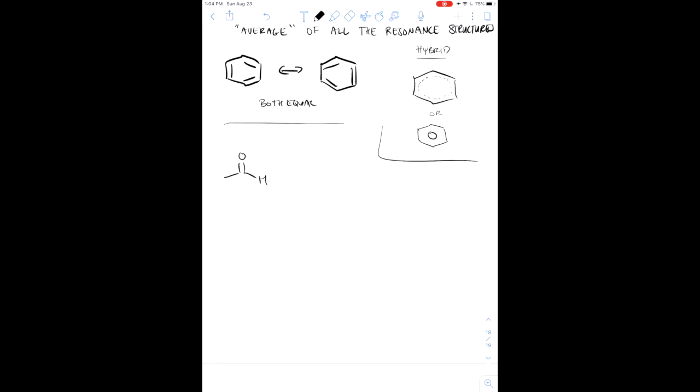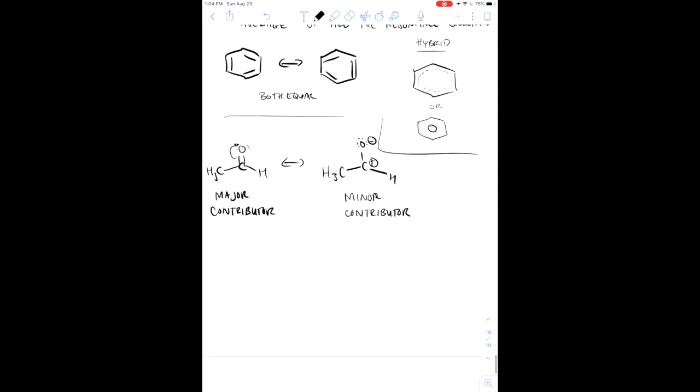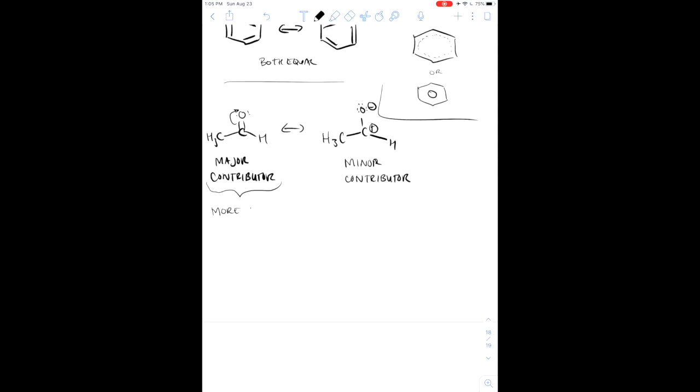Okay, so another example of a hybrid would be, let's draw another structure for you. This is acetaldehyde, and we've got one structure on the left. We can draw another structure on the right. We basically split up the pi bond to give the oxygen a negative charge and the carbon a positive charge. So we can classify these in a different manner: major contributor on the left, minor contributor on the right. The one on the left is the major because it has more bonds and fewer charges, while the one on the right obviously has fewer bonds and it's got those charges. We don't want to have charges if we don't have to.